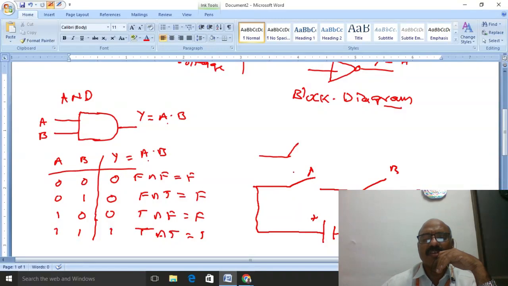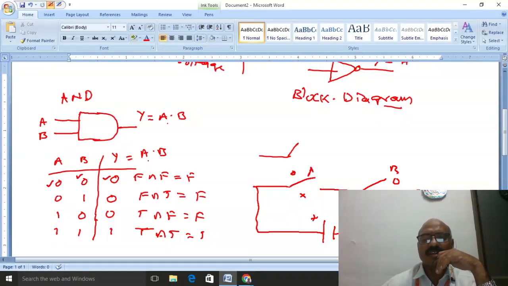Suppose both are open. Open means zero. The current is not going to flow here and here. Zero and zero, the value is zero. The bulb is off.